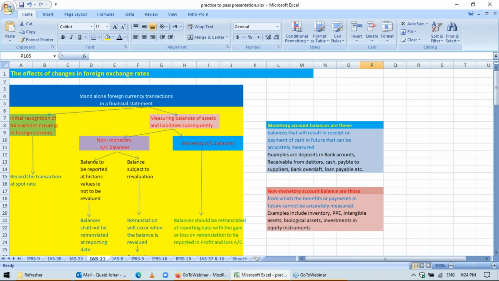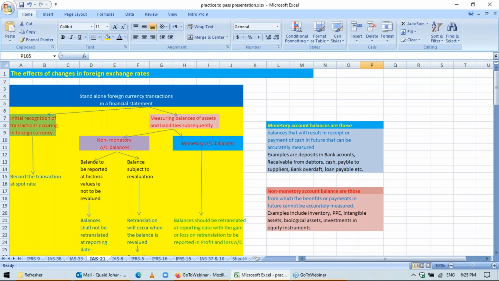So what do the standards say? Sometimes a company starts doing transactions in foreign currencies, like companies usually export their products and sometimes sell in foreign currency. So the transaction occurs in foreign currency, but your functional currency and reporting currency is, suppose, rupees, and you are selling in dollars. So your trial balance is being prepared in rupees.